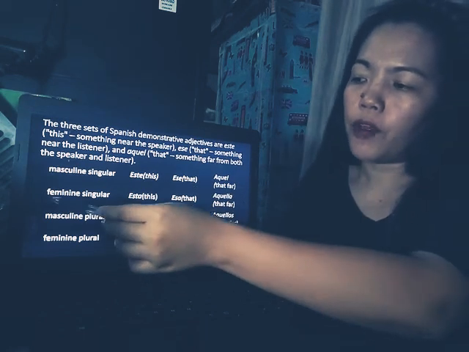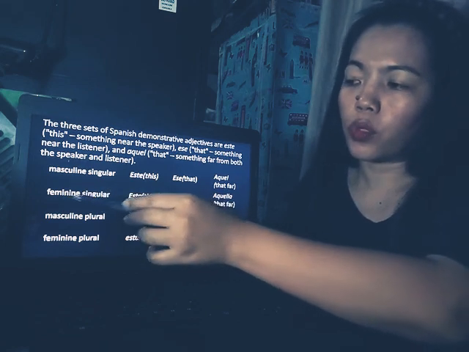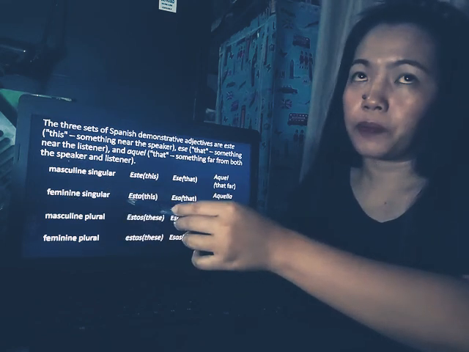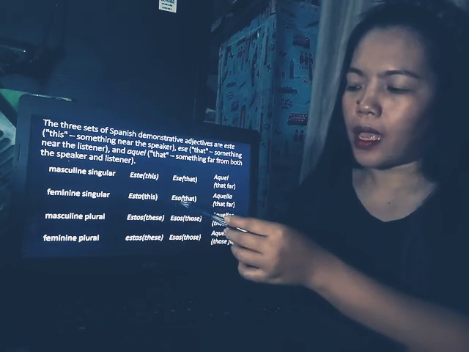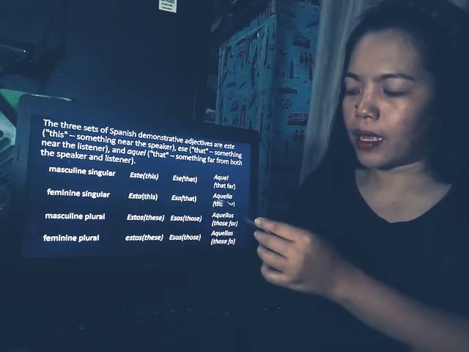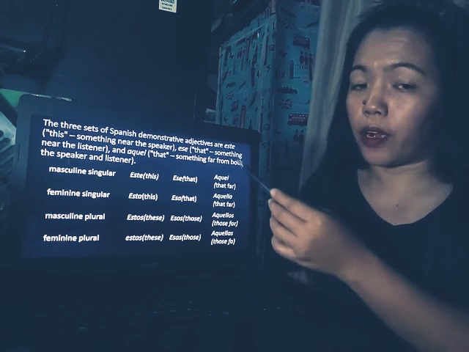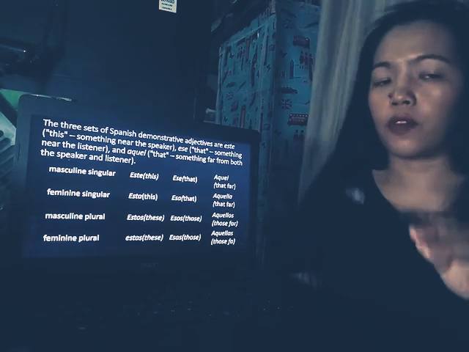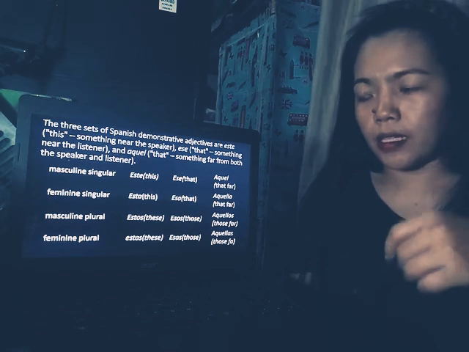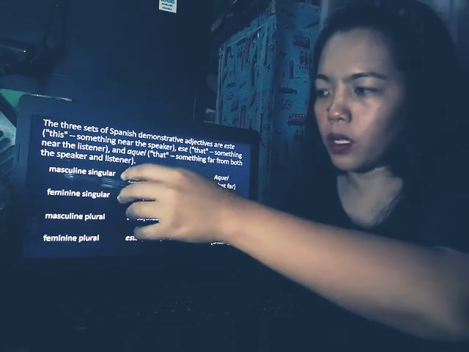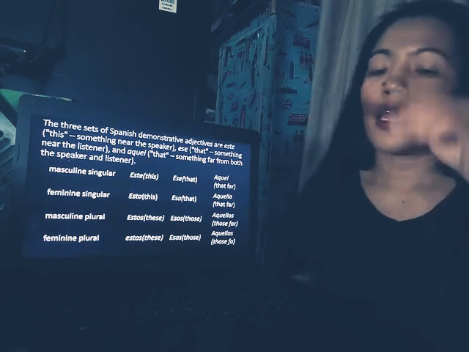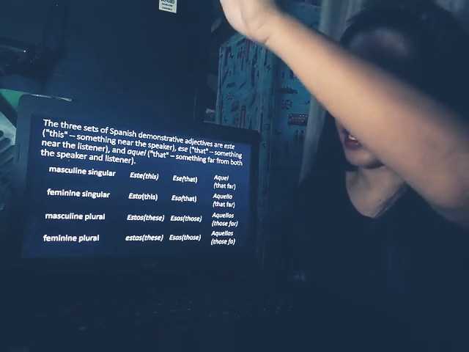Okay, feminine in singular form, so it's feminine form in Spanish, you could say esta, means this, esa means that, aquella means that by far. So again, if it's feminine form, you could say esta, esa, aquella. Or if it's masculine form, este, ese, aquel.